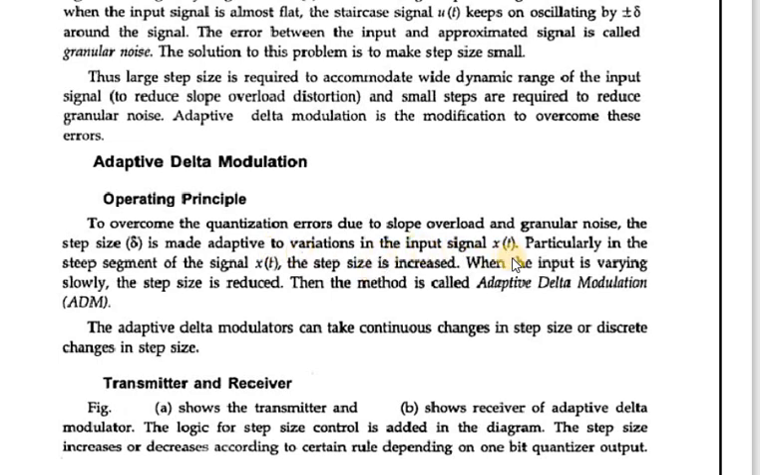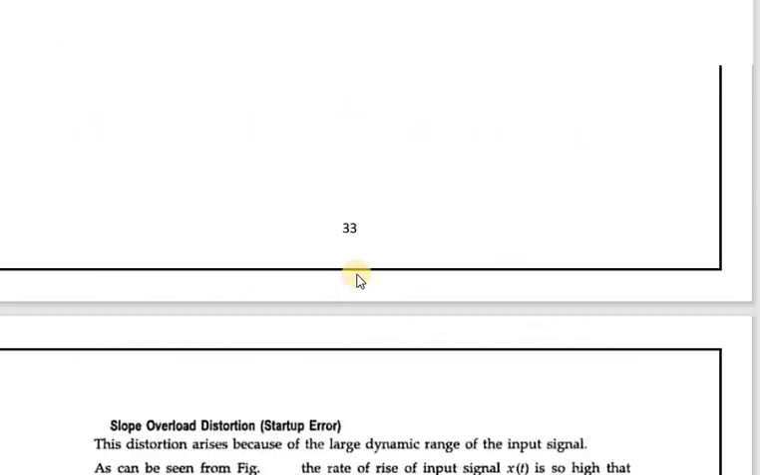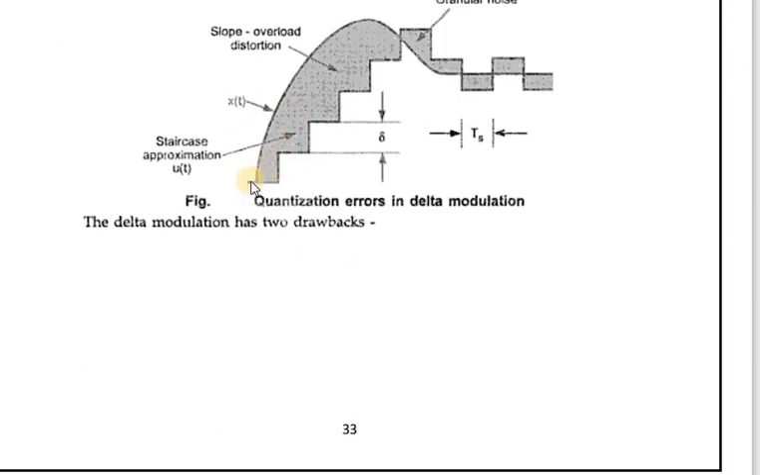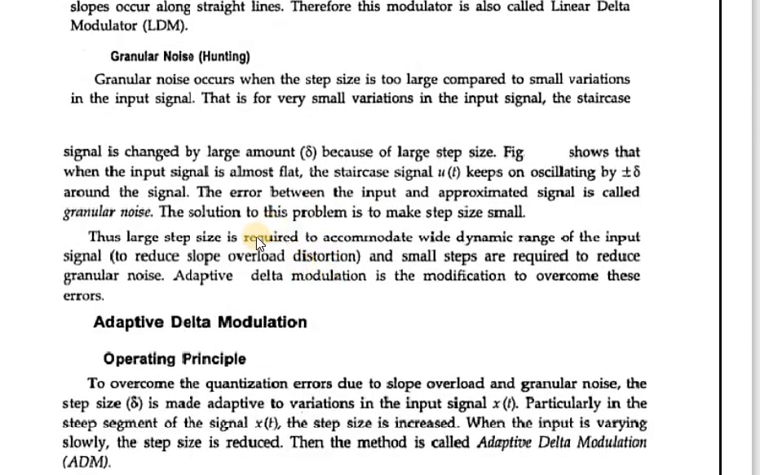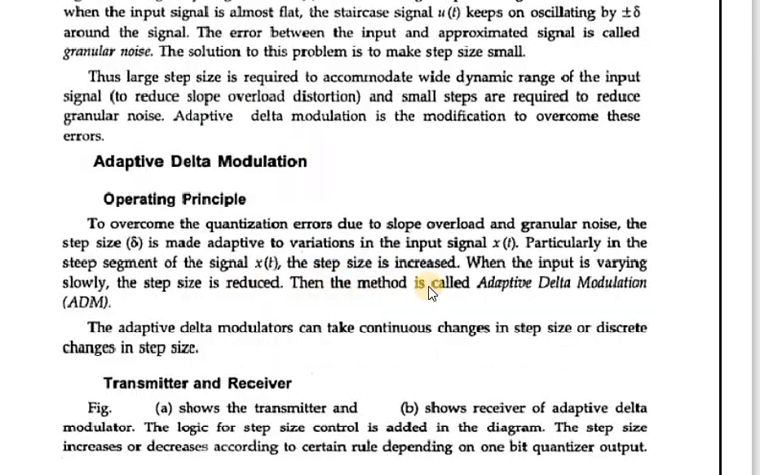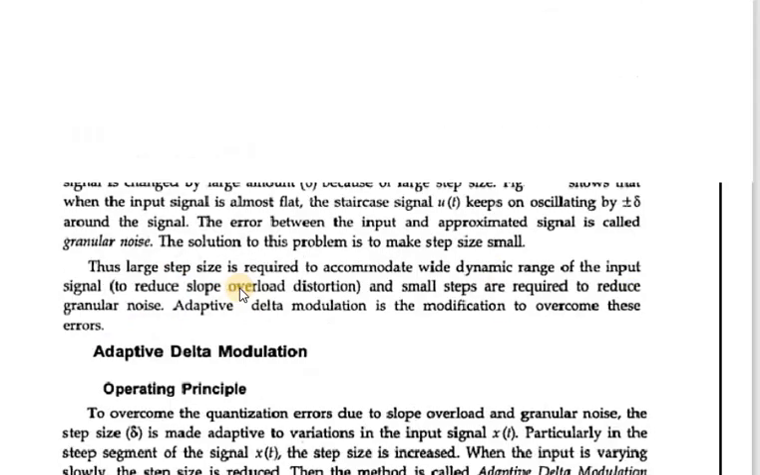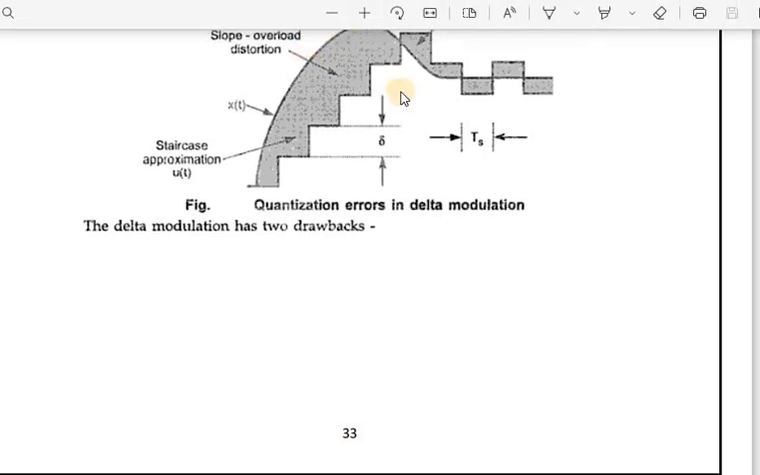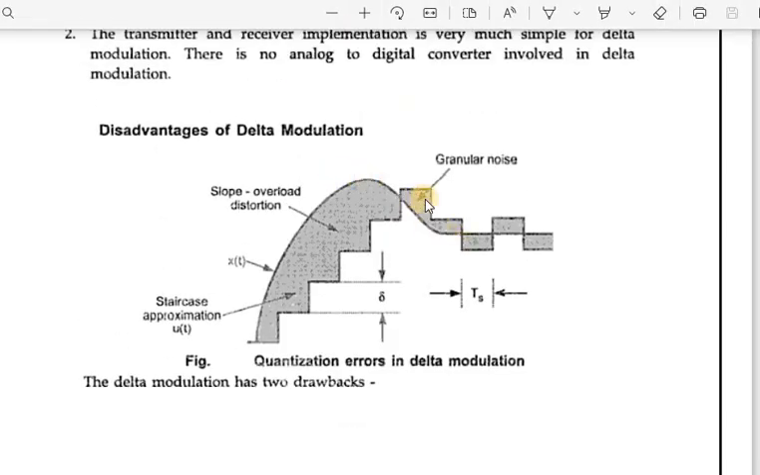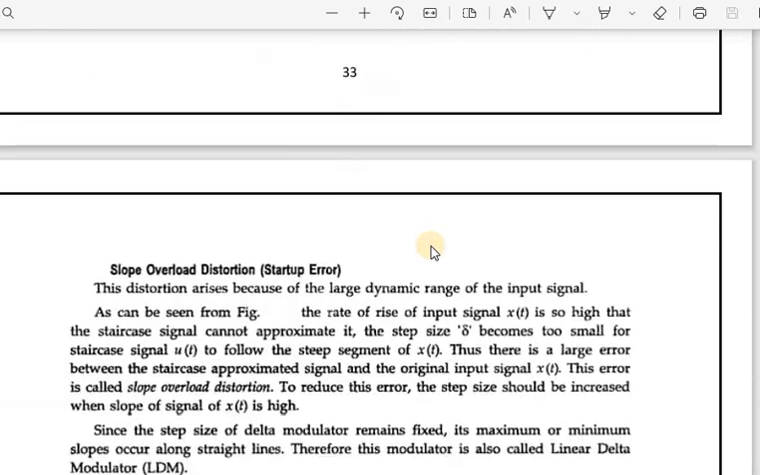Particularly in the steep segment of a signal, steep segment meaning the higher part of your signal x(t), this is your input signal, the step size is increased. So here your step size is to be increased. This is the steep part of your x(t). Then, when the input signal is varying slowly, the step size should be reduced. Here it is decreasing, so automatically your step size should be decreased over here.